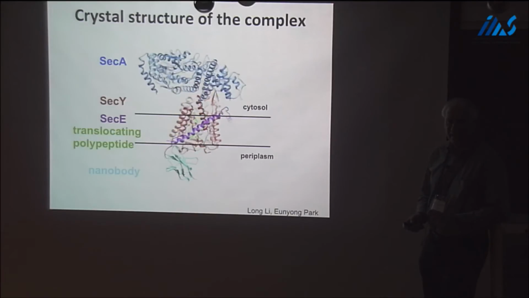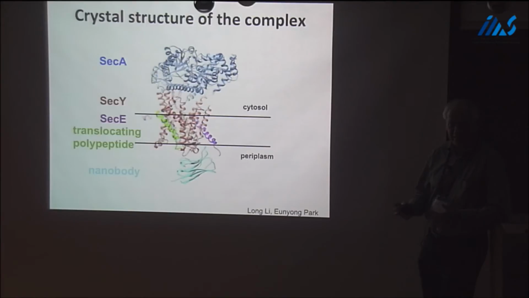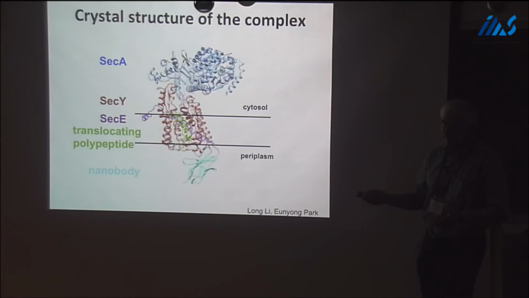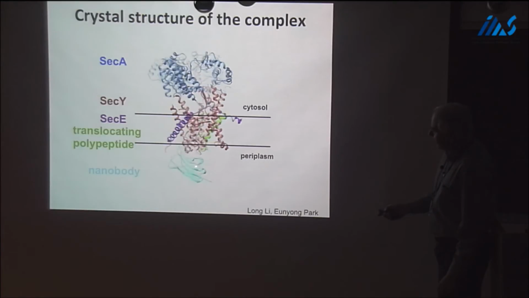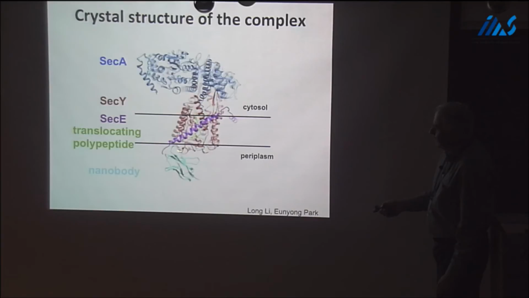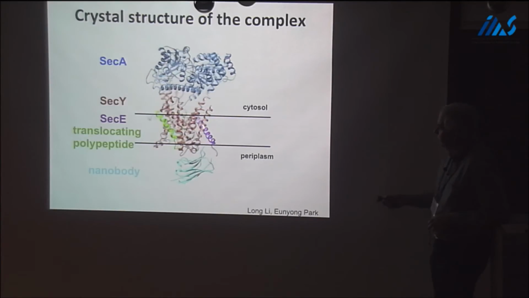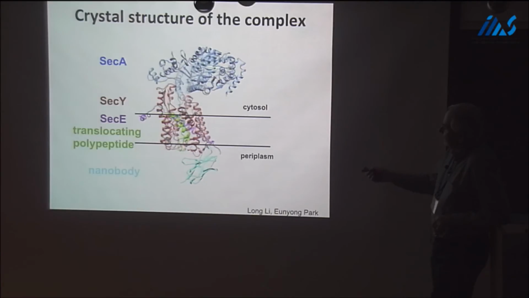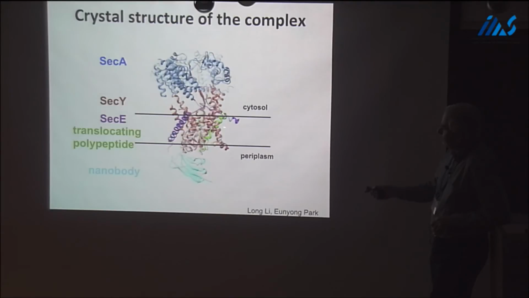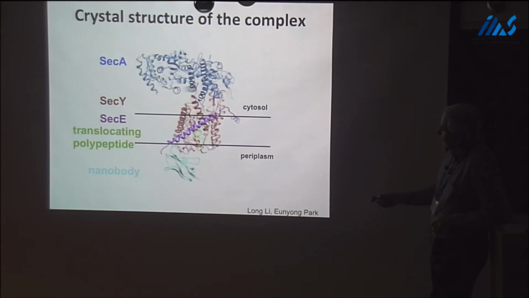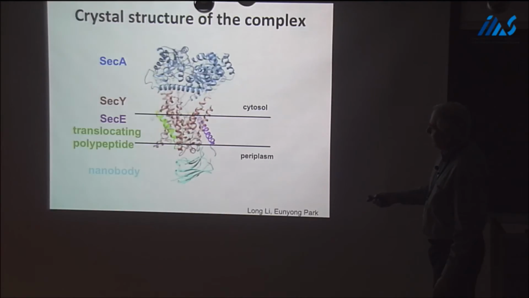We also had to raise a nanobody. This is a single chain antibody made by camels and other animals, in this case it was an alpaca. So you have the nanobody bound to the periplasmic side, so that gives you more crystal contact and allows crystallization. So here's the structure. So this is SecA again. The brown thing here is SecY, and the purple is SecE, and the green is the most important thing, which is the translocating polypeptide chain.